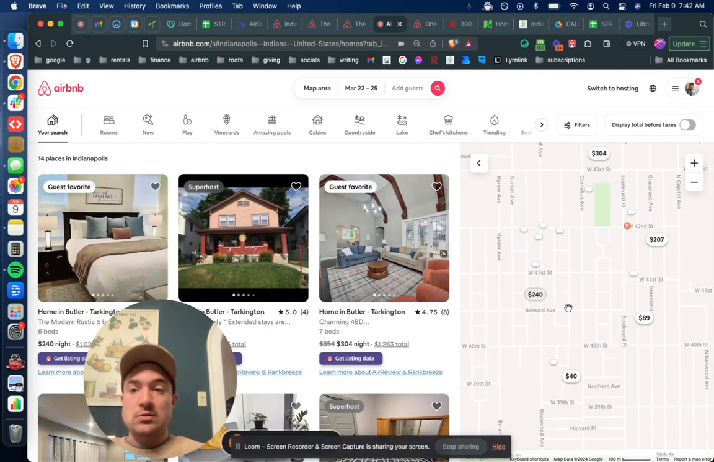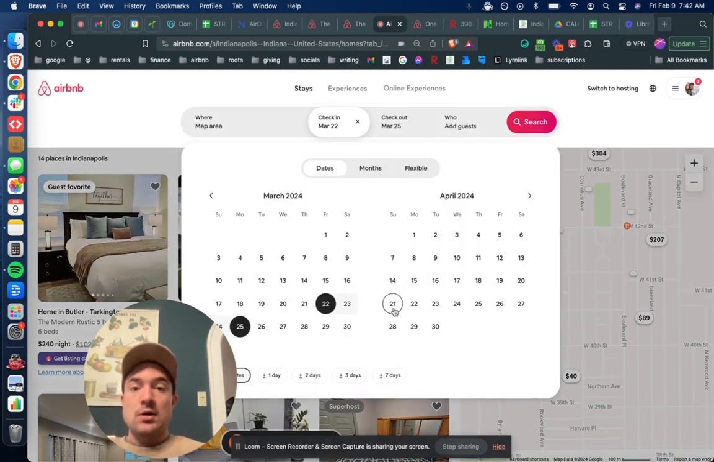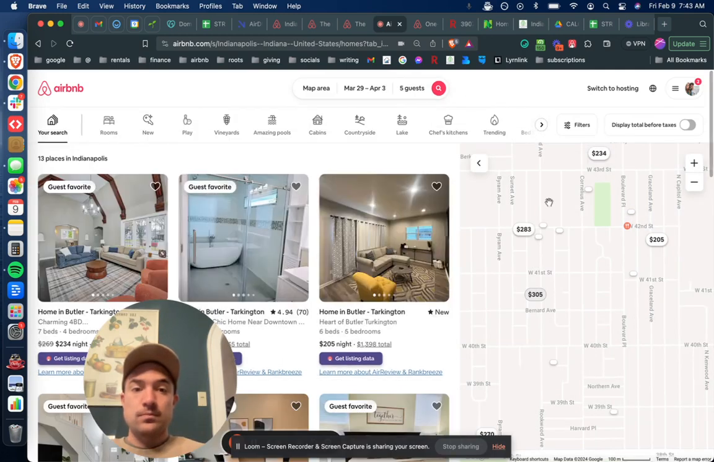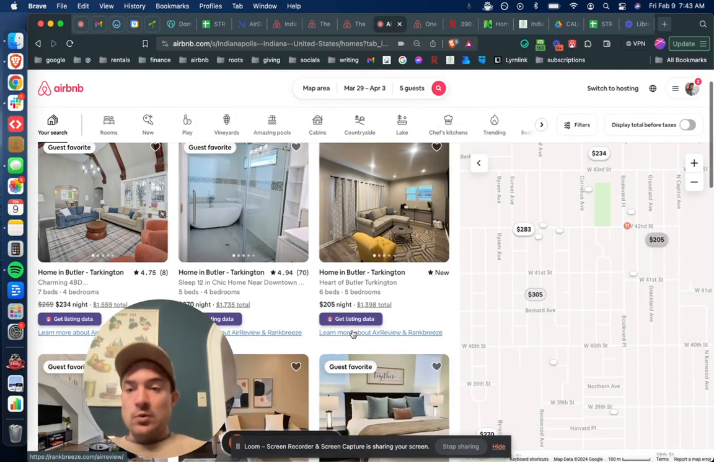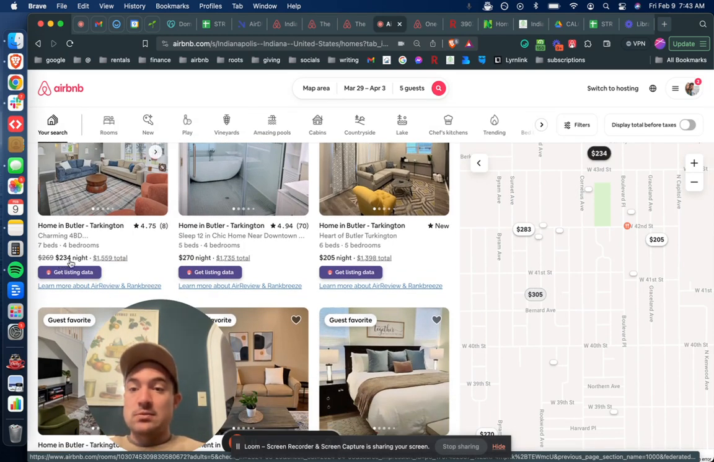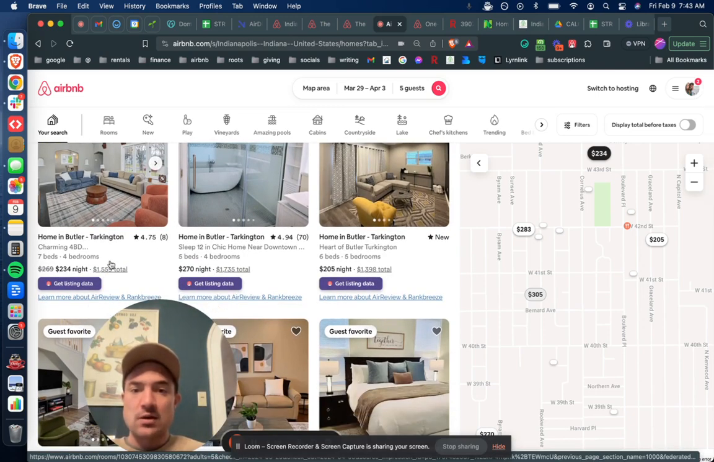So the best way to do this is to look for homes that are essentially very similar to yours. So I like to go out a couple weeks out, not immediately out, but a little bit out. So we'll do this weekend actually. We'll do March 20th, April 3rd, and we're gonna do mine can fit 8. We'll do 5. And then we'll look at the options and what the nightly rate is. Now, keep in mind, it says this rate, but it's actually going to be higher with the cleaning fees and all the extra fees Airbnb loves to tack on.